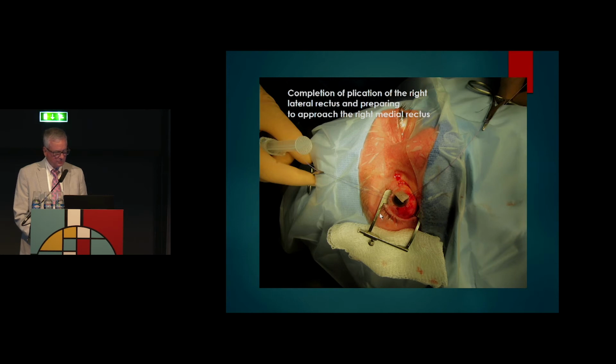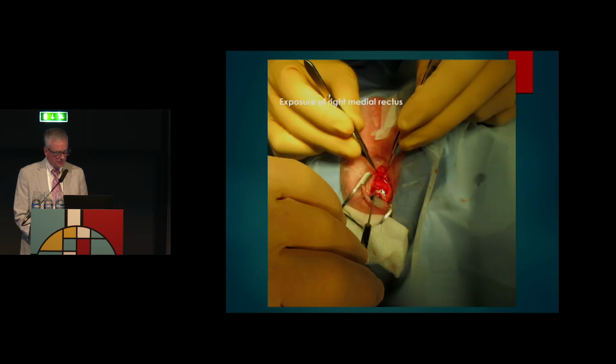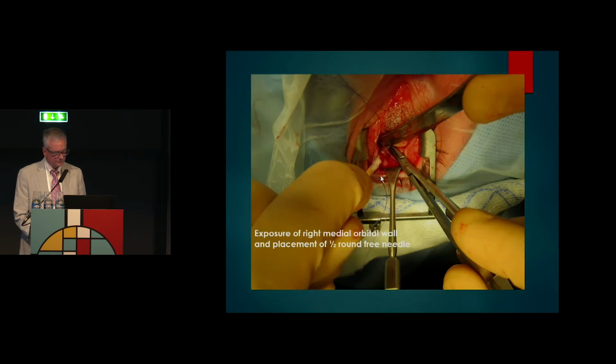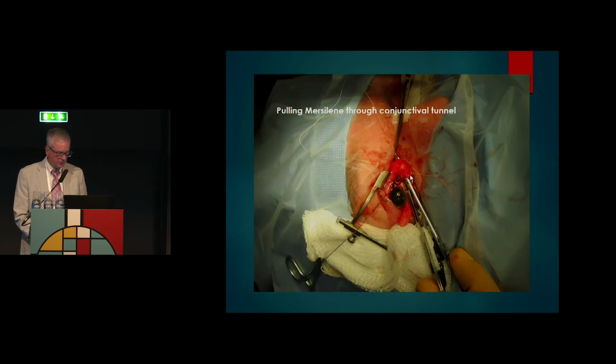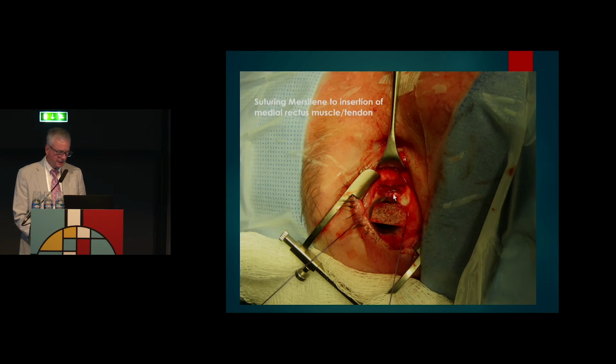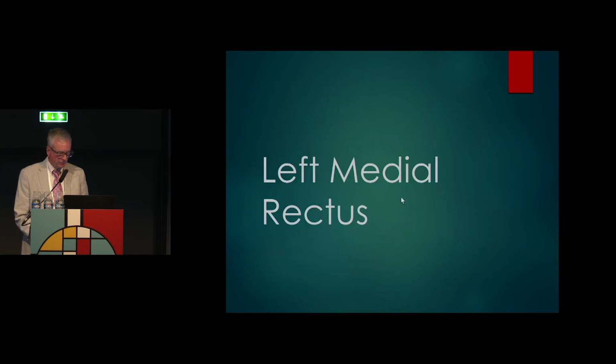And now the eye has been released, completing the plication of the right lateral rectus, preparing to approach the right medial rectus. Here we identify the medial rectus. We use the same transcaruncular approach. We have the Mersilene on a round needle, put it in through here, bring it back up and tie it here. You see the needle, you can't see the Mersilene suture here. Then we close it up.